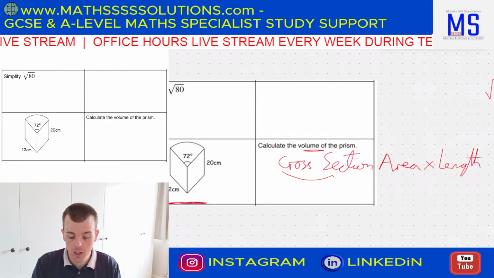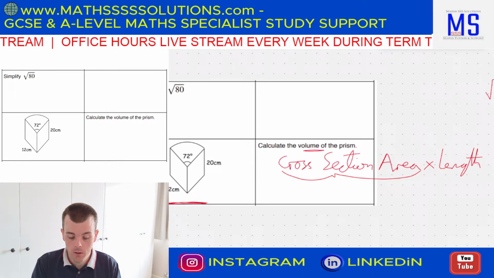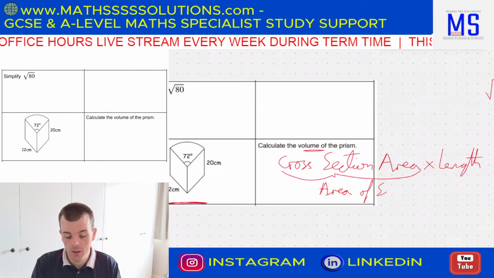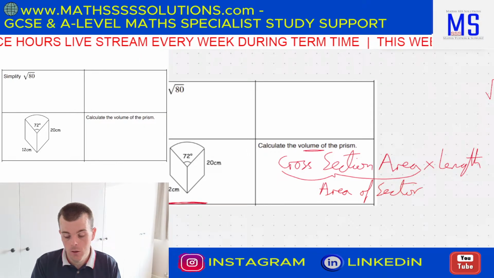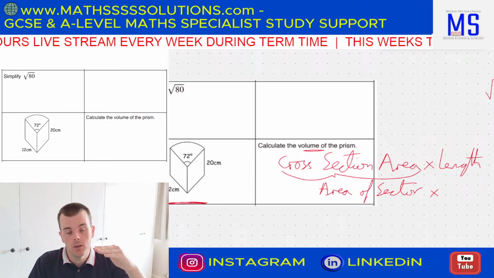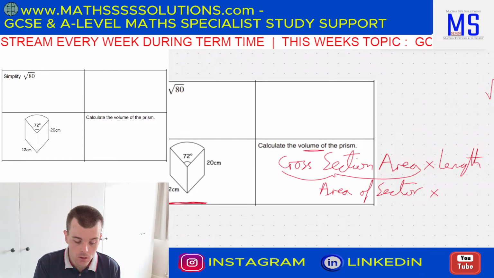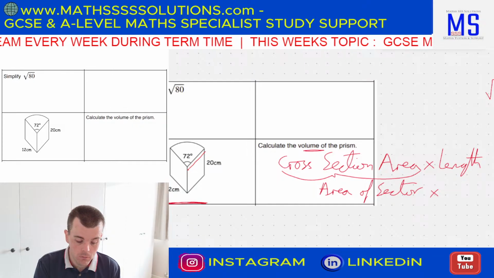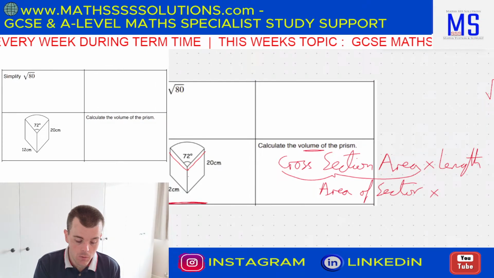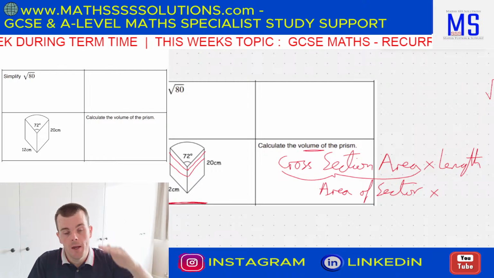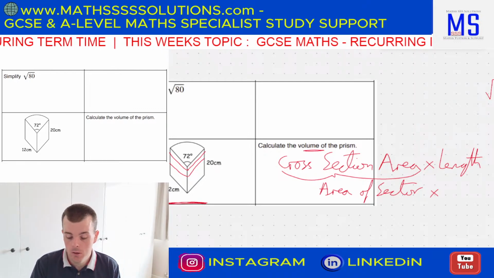So here the cross-section area is the area of the sector. So we need to find, because it's the sector that's repeated over and over again, if you like think of layers that are sectors here, they would repeat over and over again until they make up the entire prism.